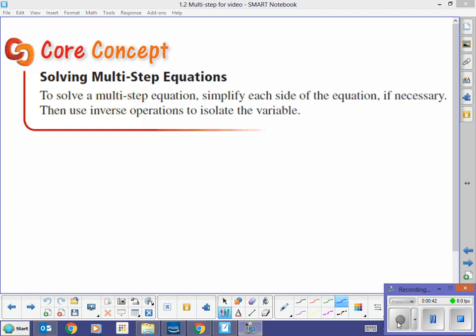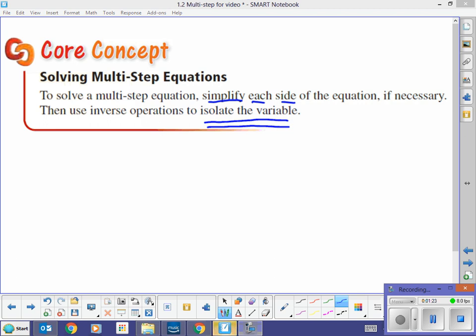I'm sorry, the core concept of this entire lesson is: in order to solve multi-step equations, you need to simplify each side first, if necessary. That's the big thing, if necessary. Then try to treat it like a single-step equation, but you may need to do more than one step. Use those inverse operations. What are those inverse operations again? The addition property of equality, subtraction property of equality, multiplication and division property of equality to isolate the variable. Again, that is what we're trying to do in all equation solving.